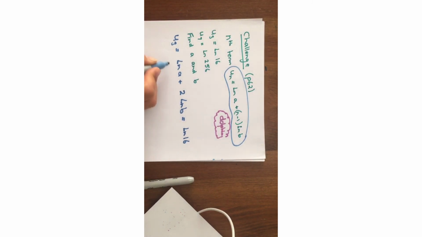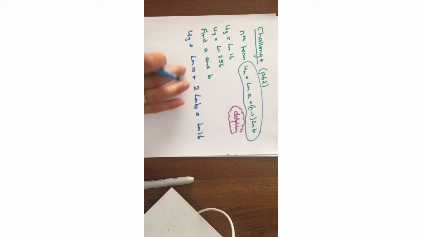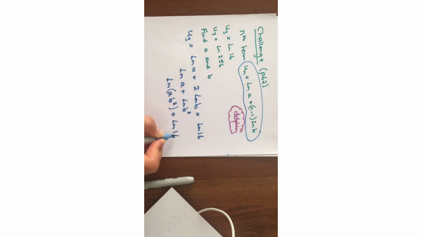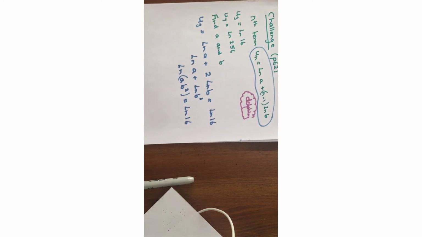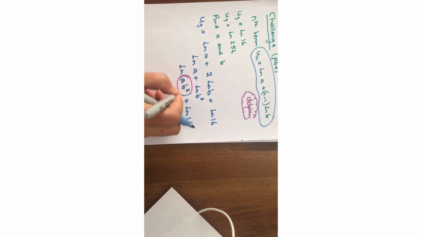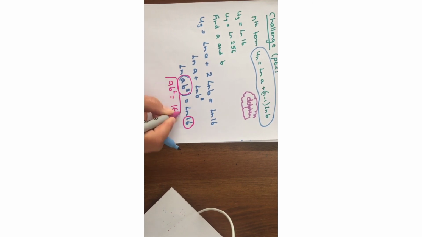Okay, what I'm going to do now is use my rules of logarithms to combine this into one ln. So this is ln A plus ln B squared, which is the same as ln A times B squared, using my rule of logarithms. Now, obviously, ln of something is the same as ln of 16. That means that AB squared must be 16. So I've got one equation with A and B.